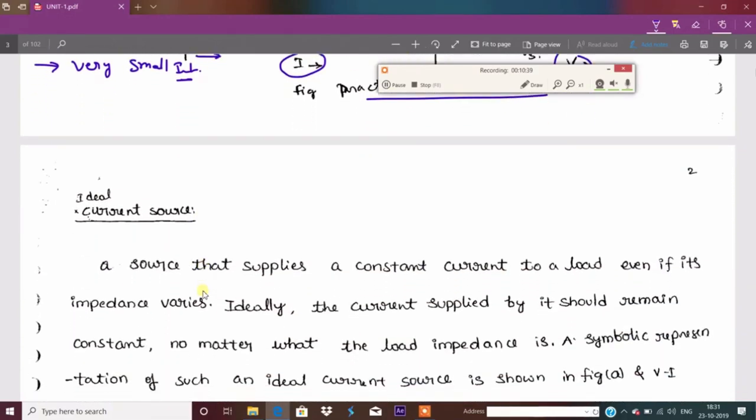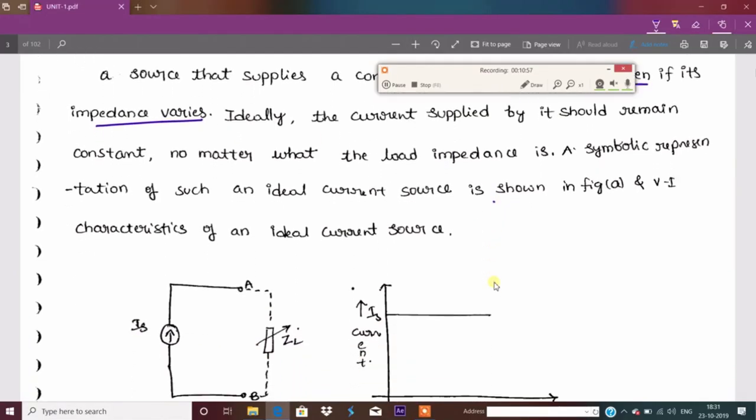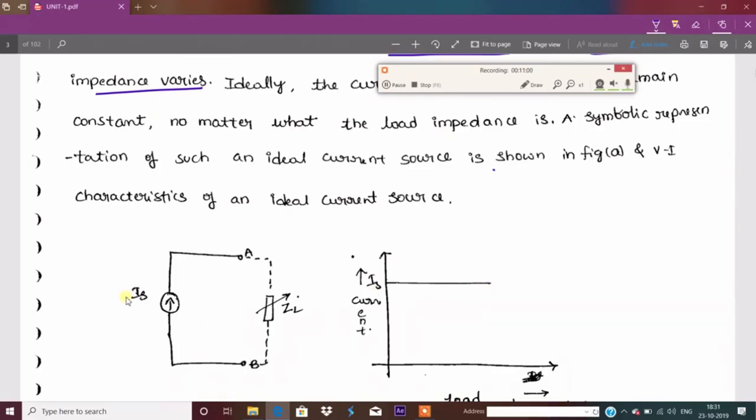Next we are moving to the ideal current source. See here, it is a source that supplies a constant current to the load even if its impedance is varying. I will take one example. Consider a current source of 10 amperes, connected to a 10 ohm variable resistance or impedance.